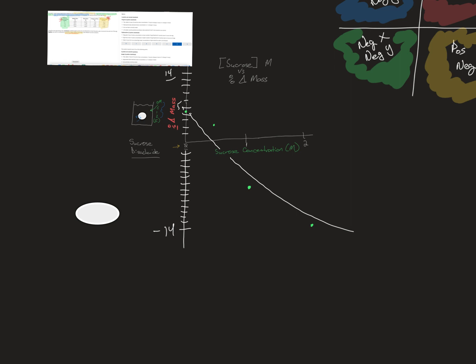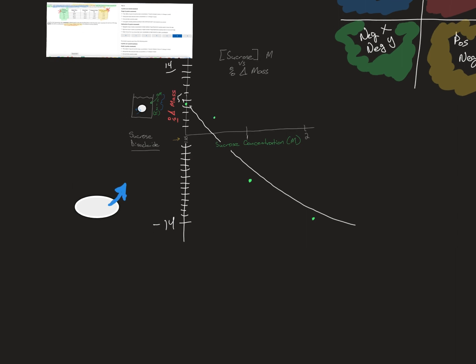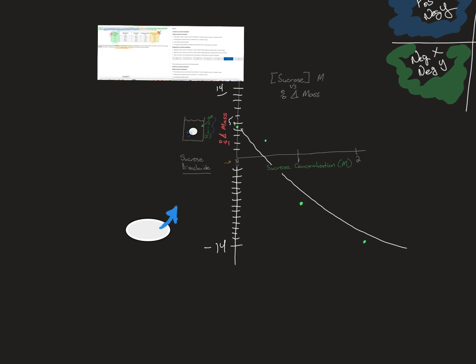So my concentration of solute was higher, so water was leaving. Let me use blue. My concentration of water was higher going out than it was going in, so the egg shrank. Water was leaving.